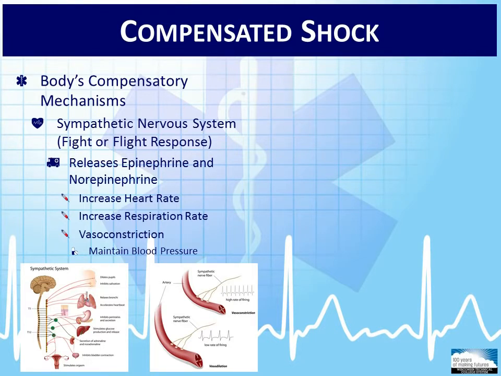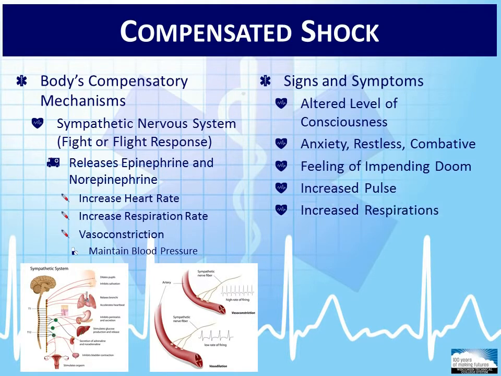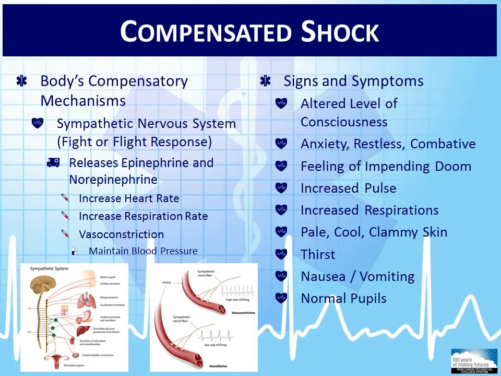When evaluating a patient who may be in compensated shock, some of the signs or symptoms that may be present include altered level of consciousness, anxiety, restlessness, combativeness, feeling of impending doom, increased pulse, elevated respirations, pale, cool, and clammy skin, thirst, nausea and vomiting, normal pupils, and normal blood pressure. The brain is very sensitive to oxygen deficiencies, which is why an altered level of consciousness may be expected of someone having difficulty adequately perfusing.